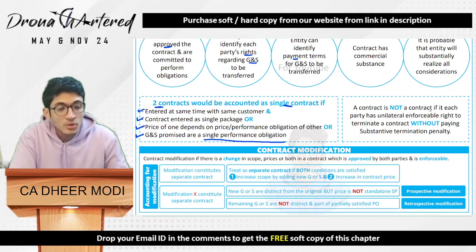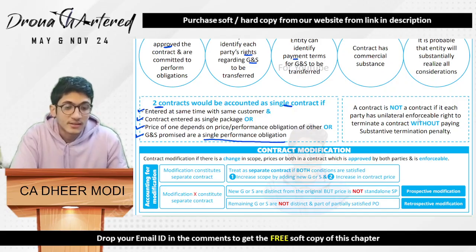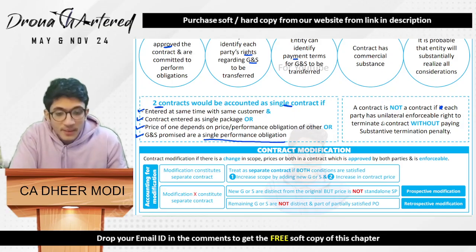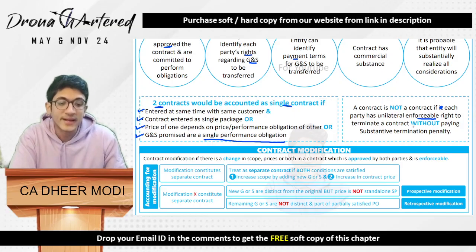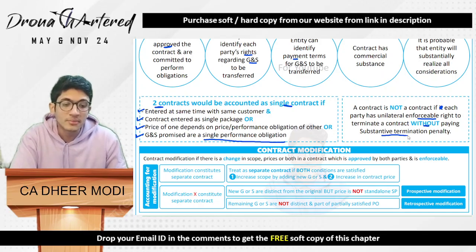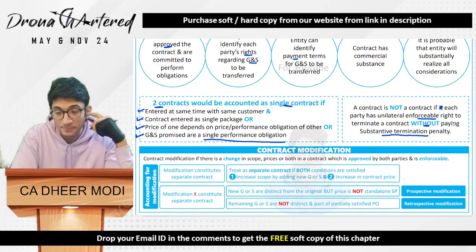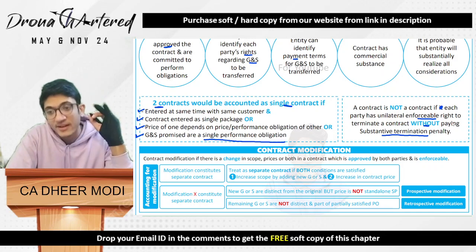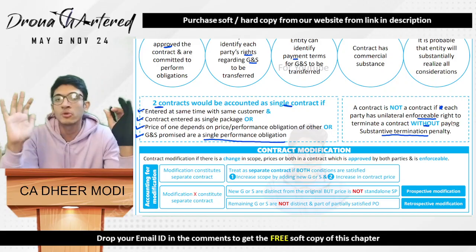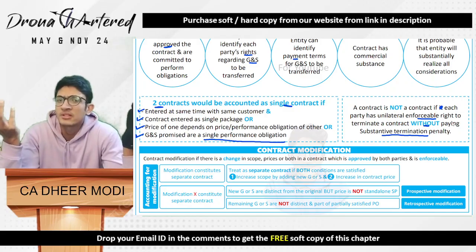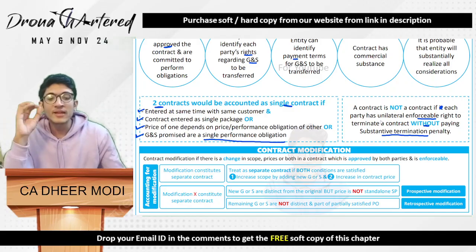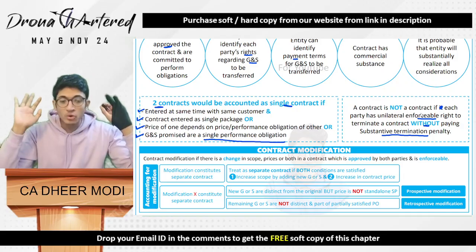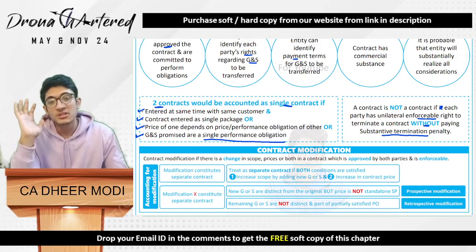A contract is not a contract if each party has a unilateral enforceable right to terminate a contract without paying a substantive termination penalty. For example, I take money from you and I promise that I will teach you the entire FR subject. If I have a right that I can terminate this service anytime, that from tomorrow I'm not going to teach, and there will be no penalty on me, nothing but my wish, then this will not be a contract, because I have a unilateral enforceable right that whenever I don't want to, I will not teach, without paying any termination penalty.